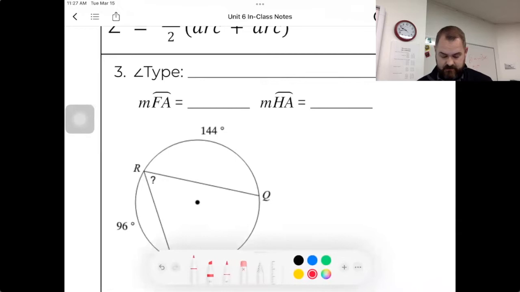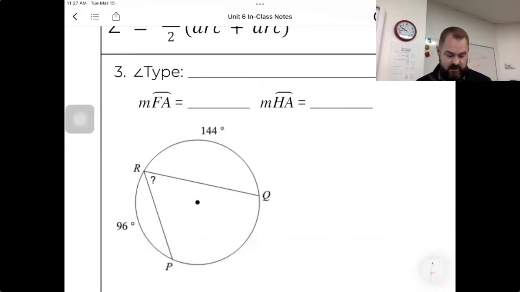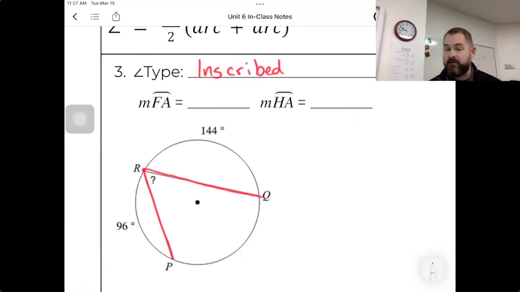In this case, our vertex is R. This is the angle I'm using. That's where the question mark is. The vertex is R. R is on the circumference of the circle. So this is an inscribed angle. And the formula for an inscribed angle is angle equals half of arc. So this angle is going to be half of this arc. The problem is I don't actually give you that arc, but I give you enough information to find it.